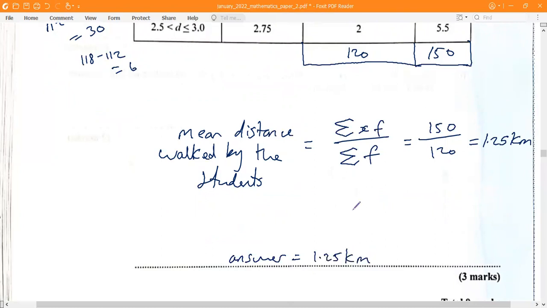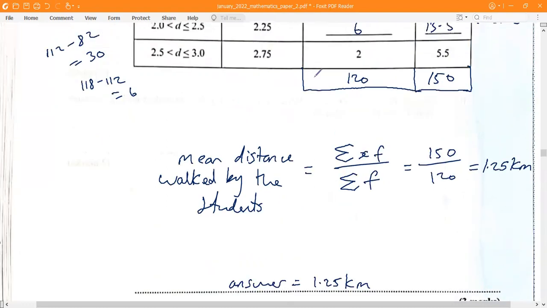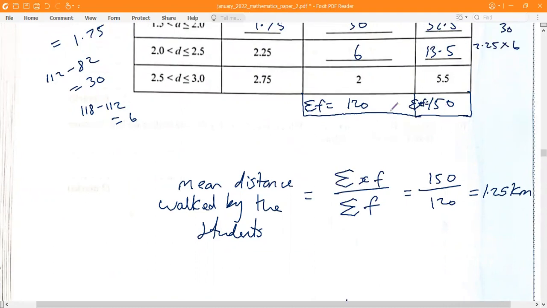Okay, so this column is really the sum of F, and this one is the sum of XF. Sum of the frequencies and the sum of the product of midpoint times frequency XF, right?